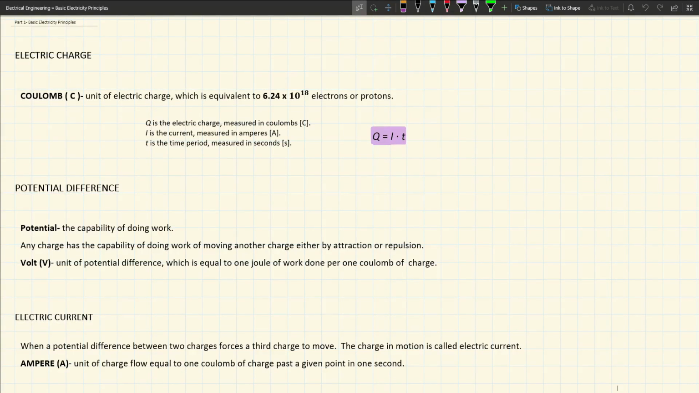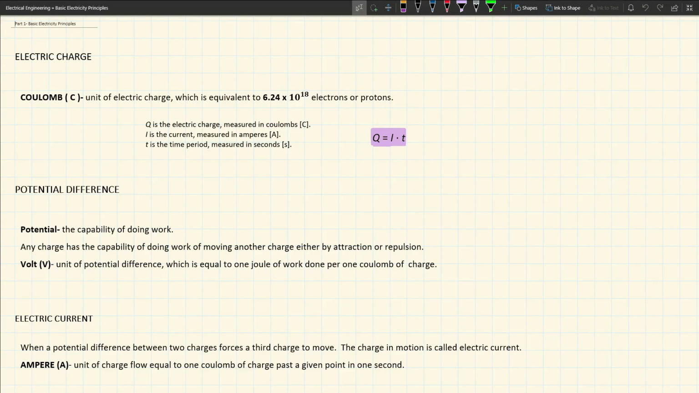Potential difference. Potential is the capability of doing work. Any charge has the capability of doing work of moving another charge, either by attraction or repulsion. Volt is the unit of potential difference, which is equal to 1 joule of work done in every 1 coulomb of charge.